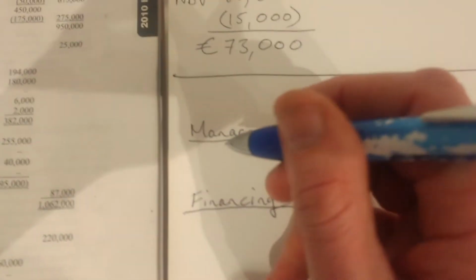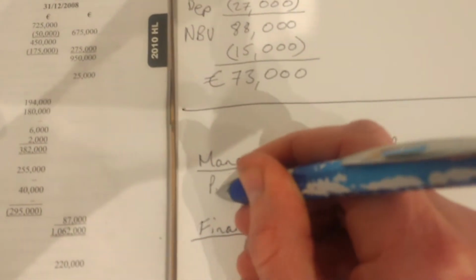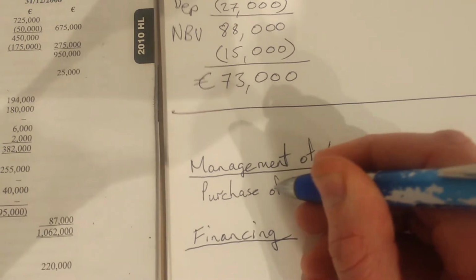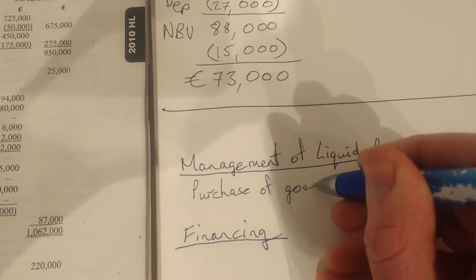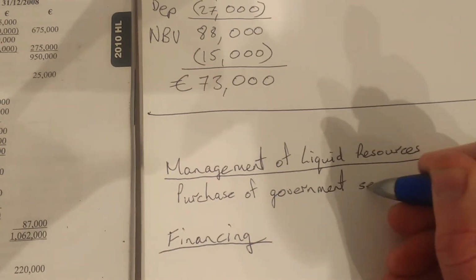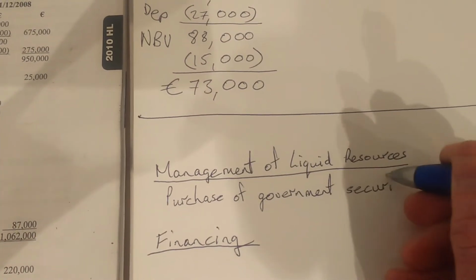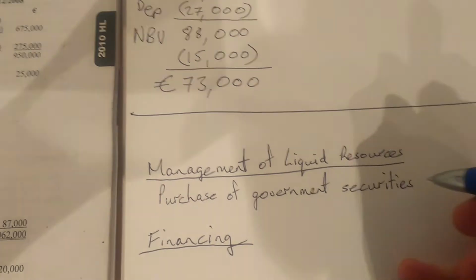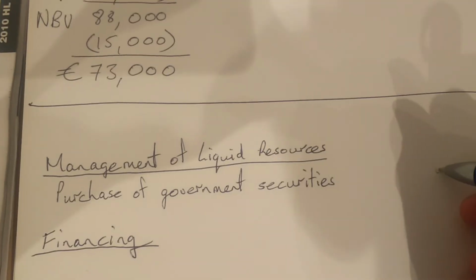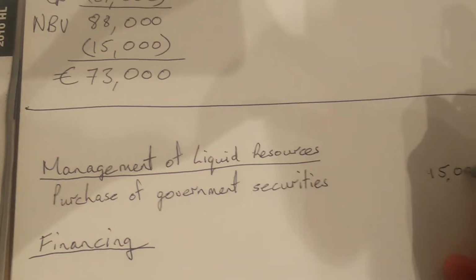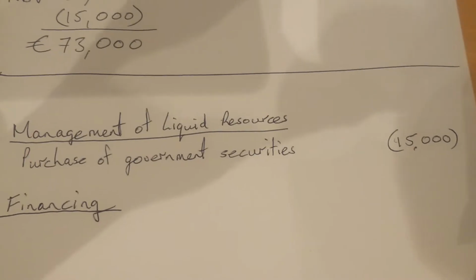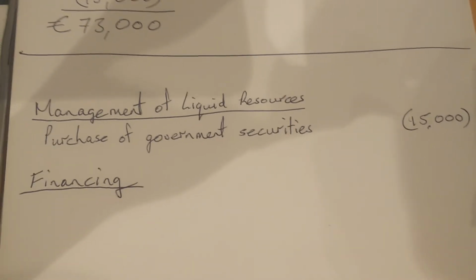So in here, we say purchase of government securities. And what did we say it was? 15,000, wasn't it? So 15,000, and it's a minus because we paid money to purchase these assets, these investments, if you like.